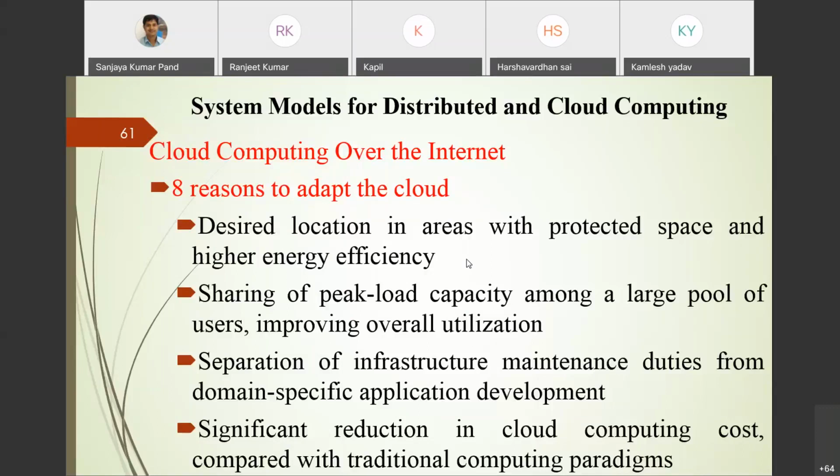Next, significant reduction in cloud computing cost compared to the traditional computing paradigm. In traditional computing, you are managing the infrastructure yourself. So if the infrastructure is not that capable, you have to replace it, and your cost is very high. But whenever you go for cloud computing, this will be done by the cloud service provider. So there is a significant cost reduction in the case of cloud computing.